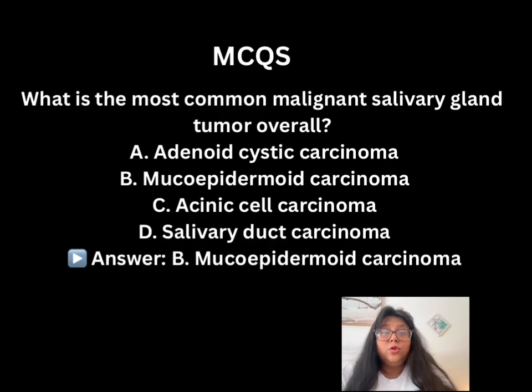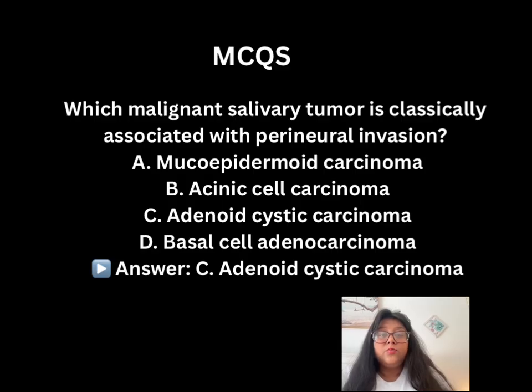First, what is the most common malignant salivary gland tumor overall? The options are adenoid cystic, mucoepidermoid, acinic cell, salivary duct carcinoma. And you all know the mucoepidermoid carcinoma is the most common malignant salivary gland tumor overall. So the answer here is option B.